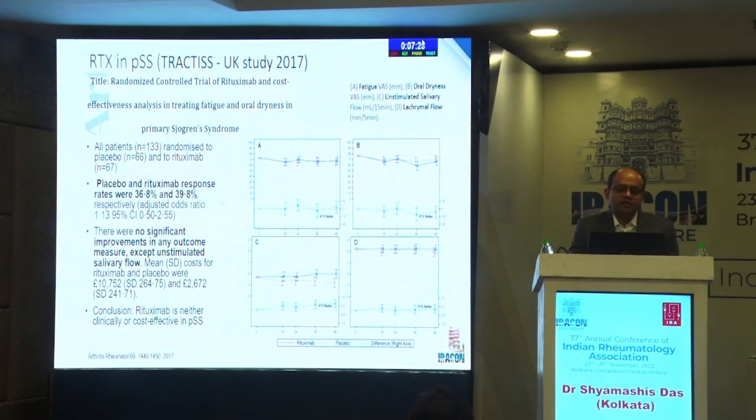However, these two RCTs were criticized because they were not primarily designed to see the systemic effect of the drug in Sjogren's patients. And there was no severe organ involvement in these two studies.